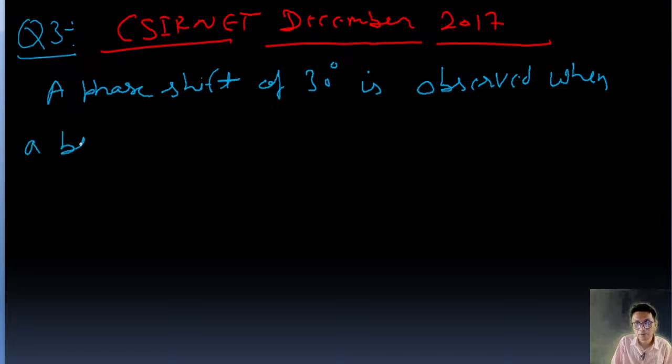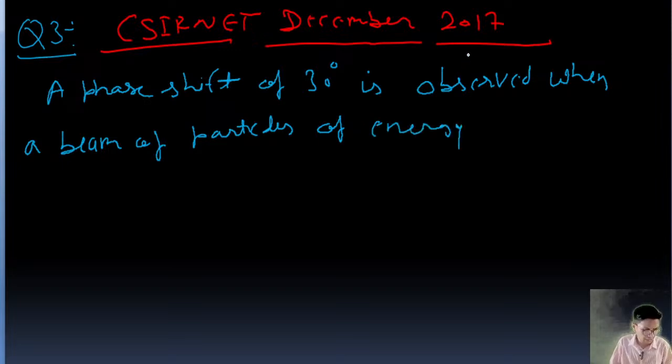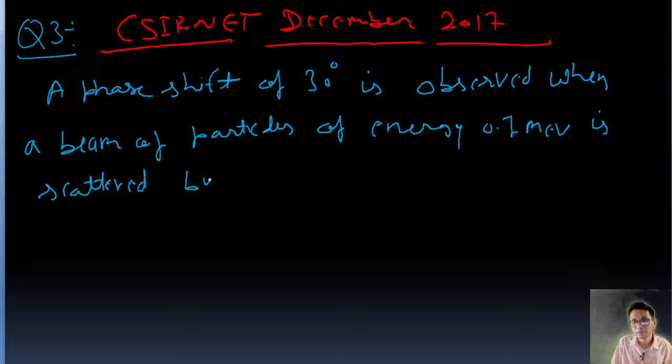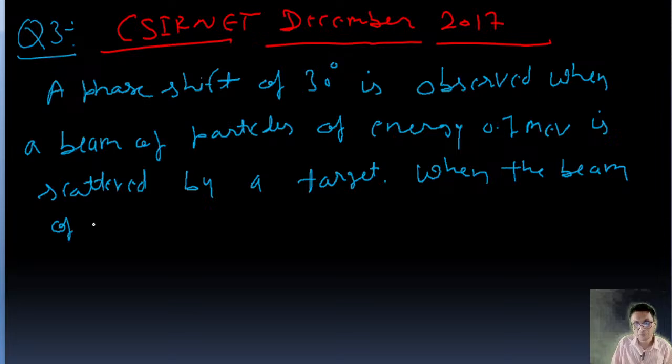a beam of particles of energy 0.1 mega electron volt is scattered by a target, when the beam of energy is changed.